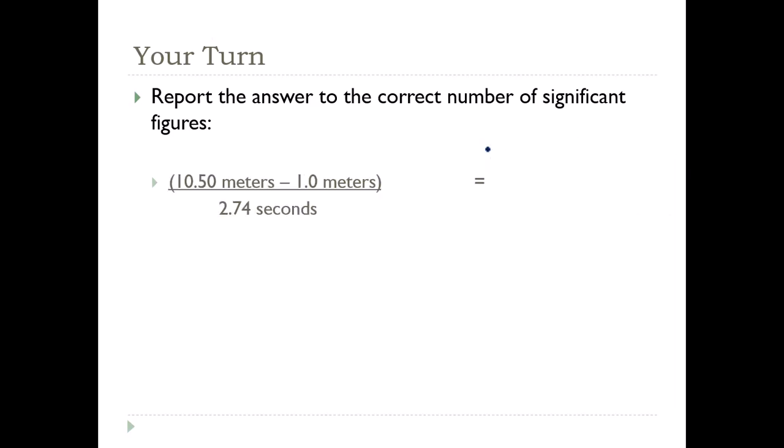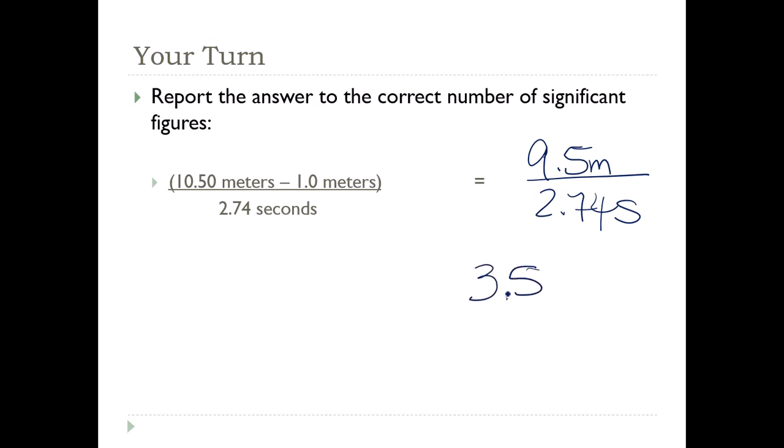And then I have order of operations to consider. So I subtract first, so that gives me 9.5 meters, and then divided by 2.74 seconds. So subtraction, least number of decimal places, so 1, and then divide, least number of significant figures. So then my answer should be 3.5 meters per second.